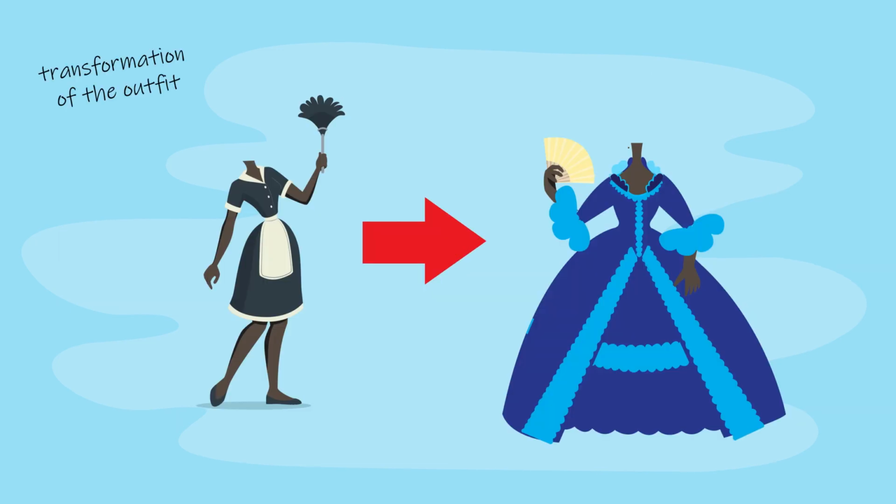In her dream, Sophie's working uniform is gradually transformed into a grand Victorian dress of the European elite. She transforms from being a maid to being the madam.